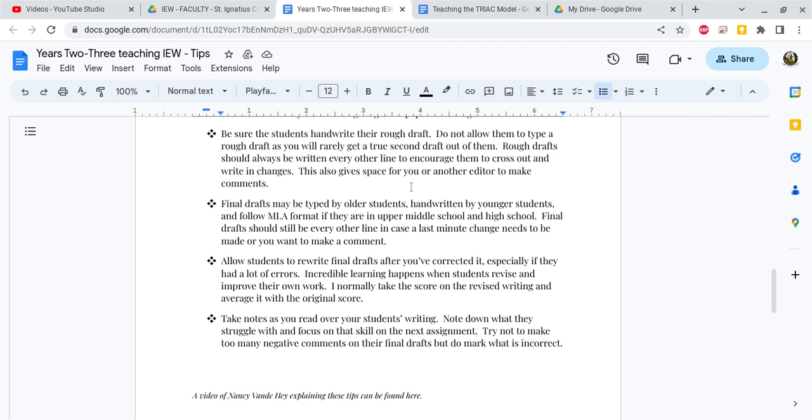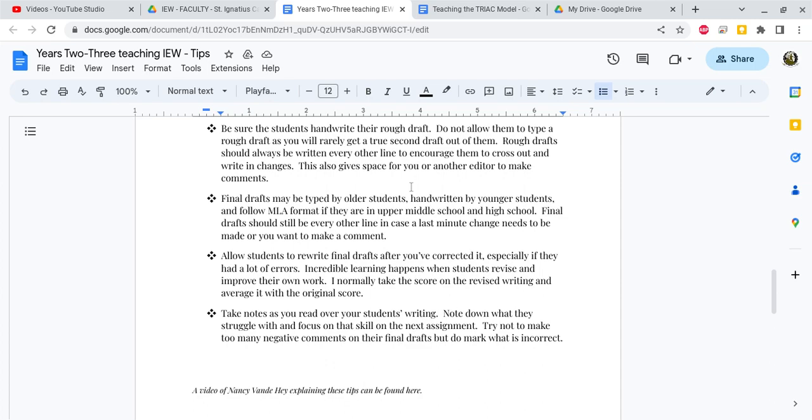Make sure they handwrite their rough drafts. A few reasons for this. One, it makes sure that they have a rough draft and a final draft, especially if you require the final drafts to be typed if your students are older. Make sure they write every other line, because that encourages them to make changes. The idea of the rough draft is we're just getting our ideas down. It doesn't have to be perfect. And that's really where the learning happens, when students are revising their work. So if we really want them to learn, we really want them to have a rough draft.